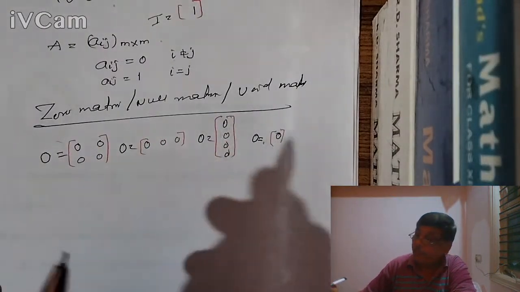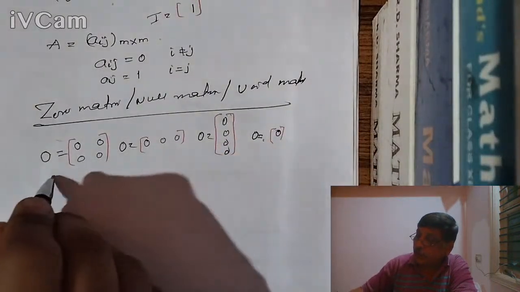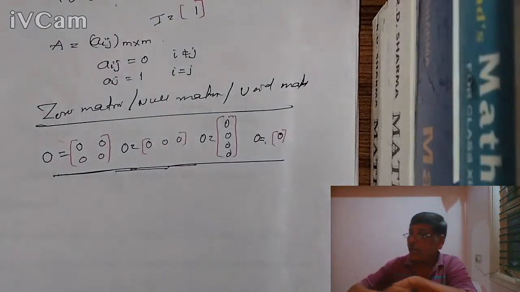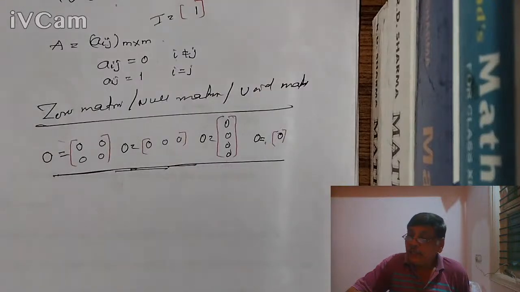So this is the definition of a zero matrix, or null matrix, or void matrix. In today's class we have discussed the definition of a matrix and types of matrices. Okay, I hope all of you got it. Yes or no? If you have any doubt, you can comment.